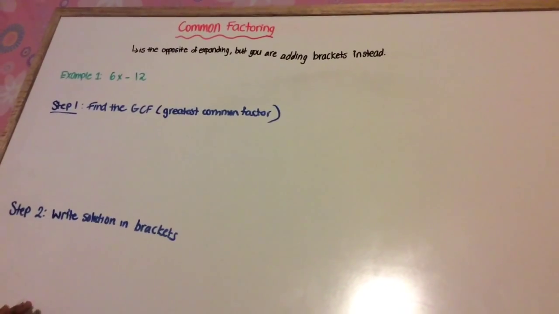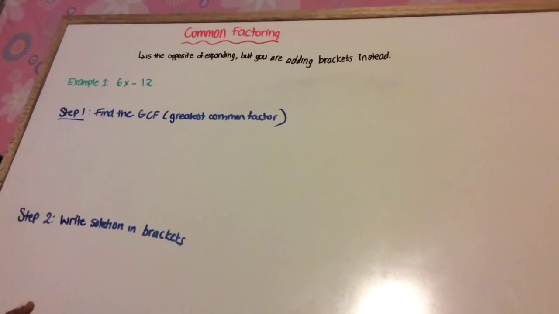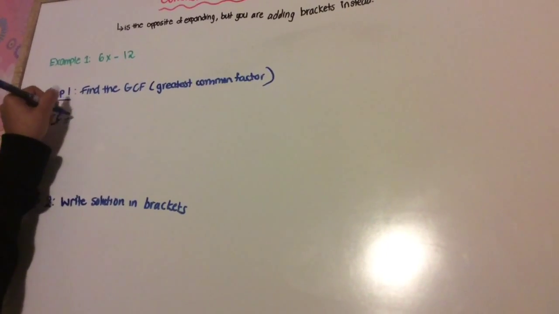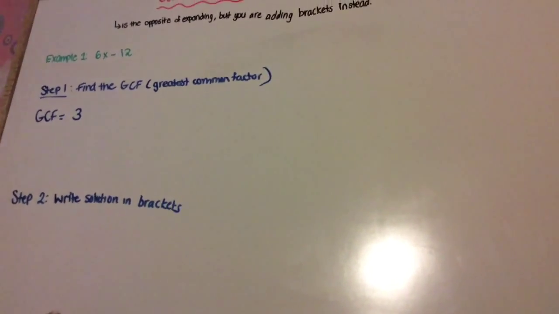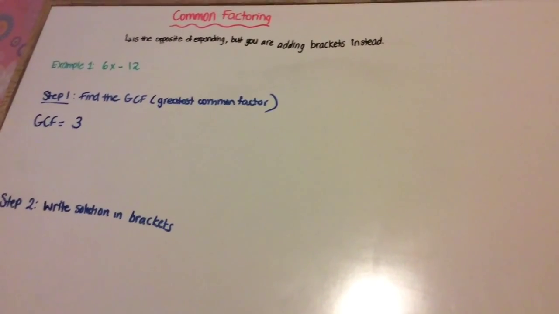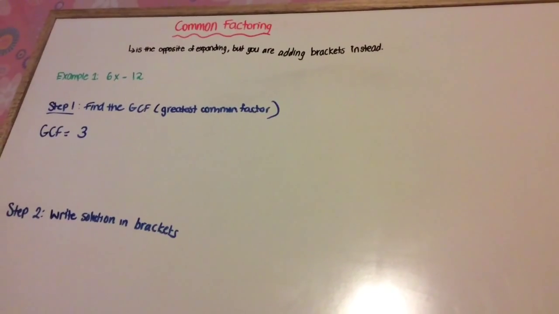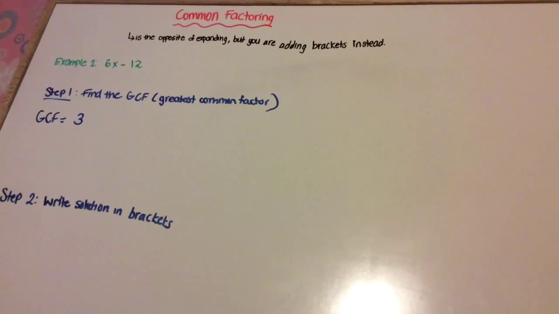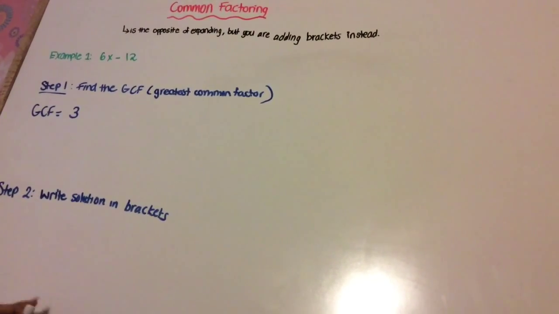So the greatest common factor that can be divided by 6 and 12 is 3. So first you're just going to write GCF equals 3, because 6 divided by 3 is 2 and 12 divided by 3 is 4. So since we have our greatest common factor, we're going to now put the greatest common factor outside of the brackets and simplify the inside.